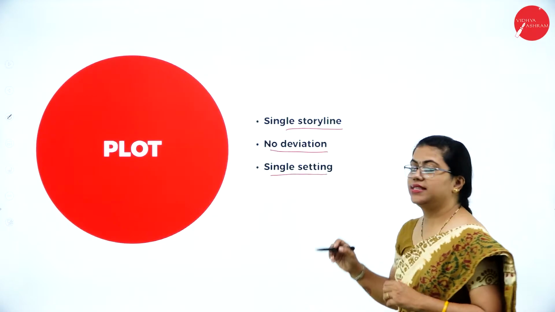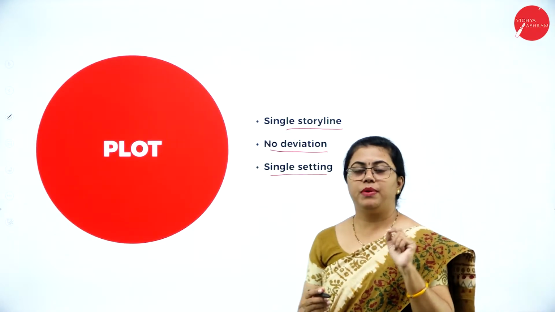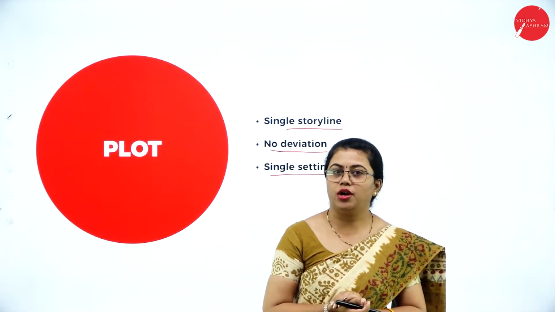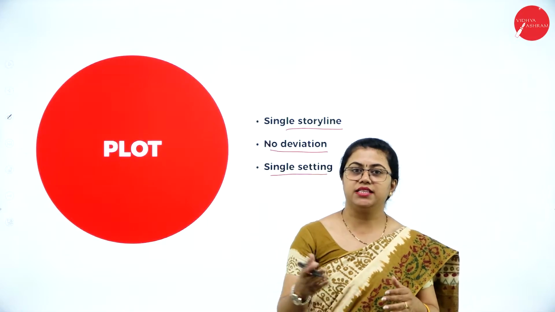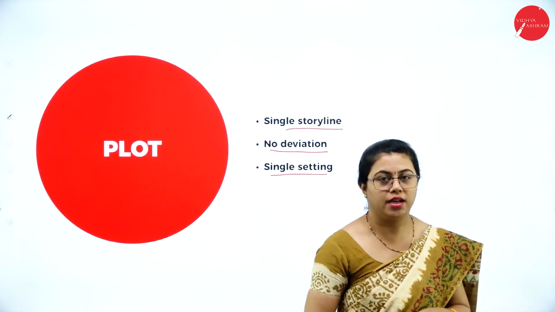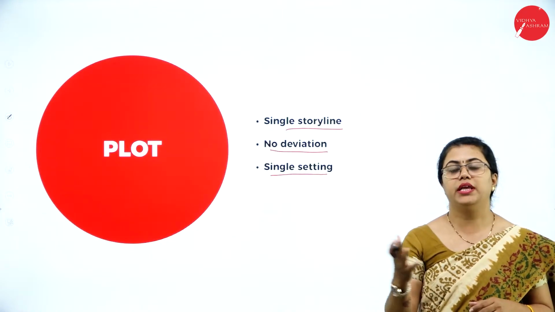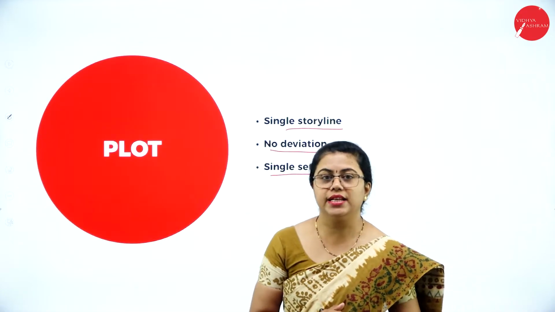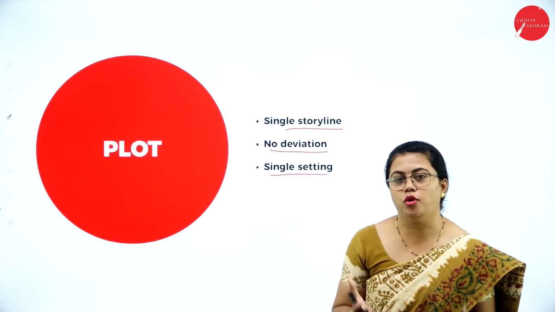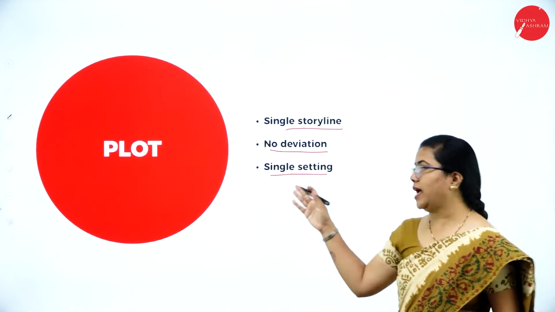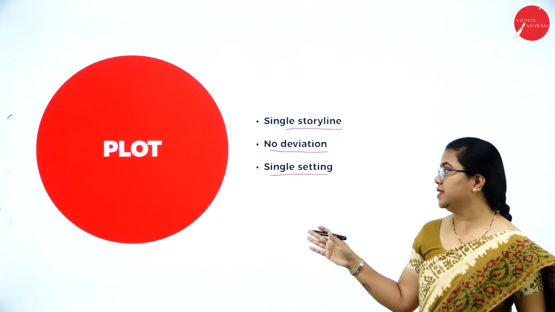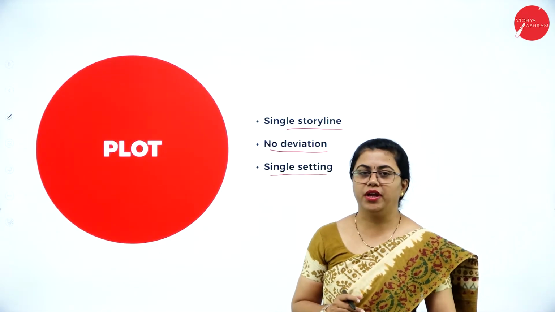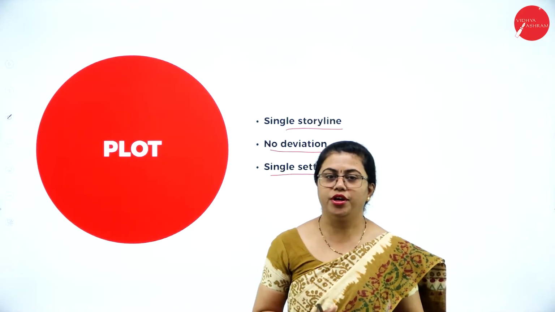And also there is a single setting. What is a setting? The place wherein the incident takes place or the whole novel takes place, that is called the setting. Sometimes the settings may change, sometimes the settings may remain the same. So here also the whole incident takes place in the school only. So this has a single setting, and this is the idea of the plot in this story. It has a single storyline, no deviation. That is only the comical part. Fine. So you already know the story. I have already told you the story in one line.